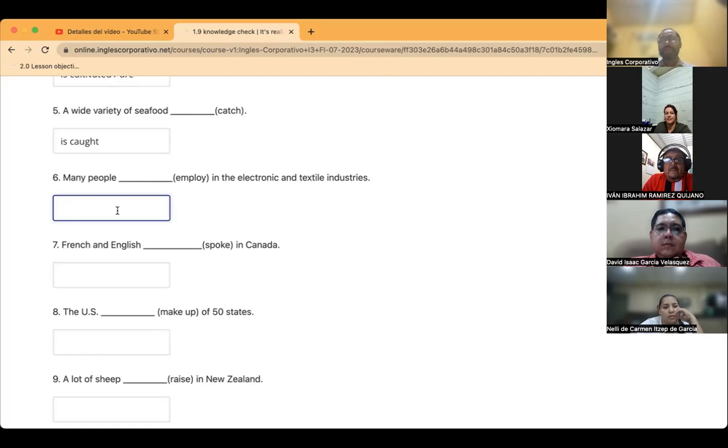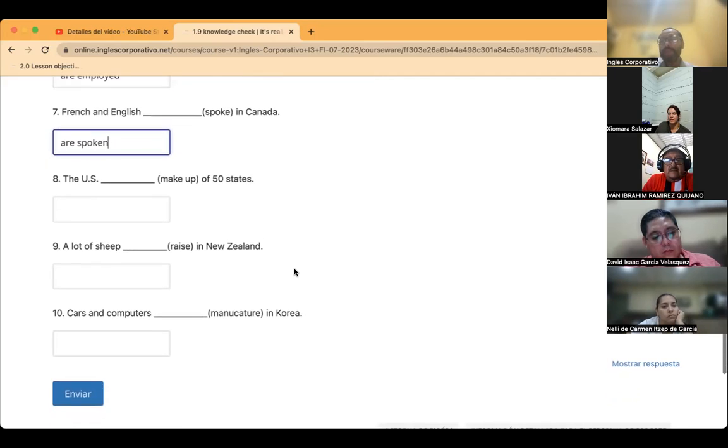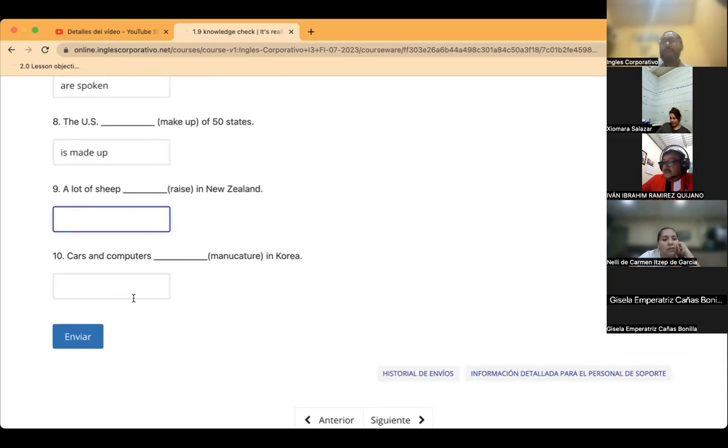Many are employed. Okay, are employed. Many people are employed in the electronic and textile industries. They are employed. Good. French and English are spoken in Canada. The U.S. is made up. Okay, great. A lot of sheep?